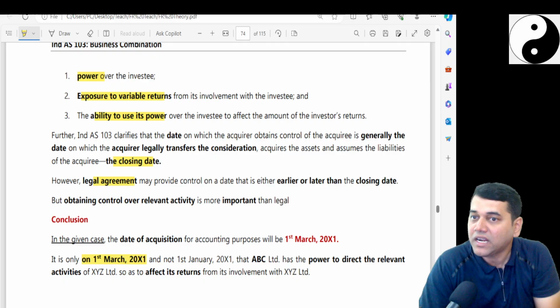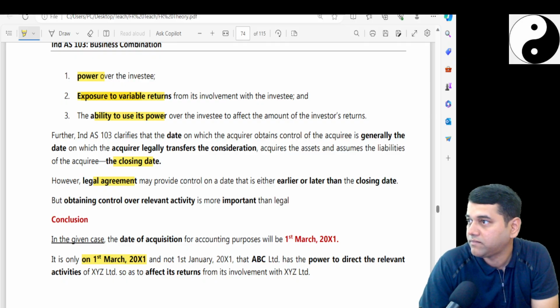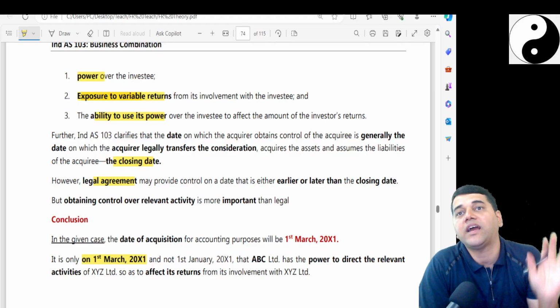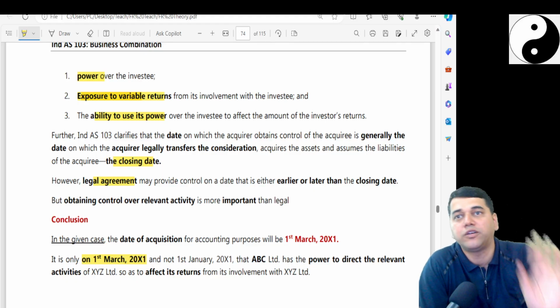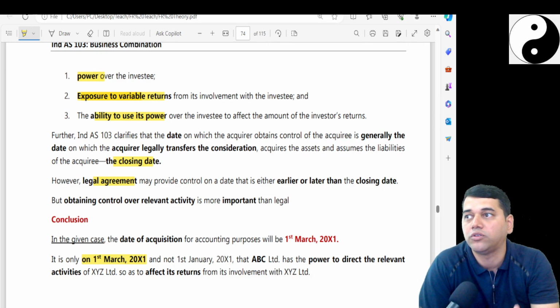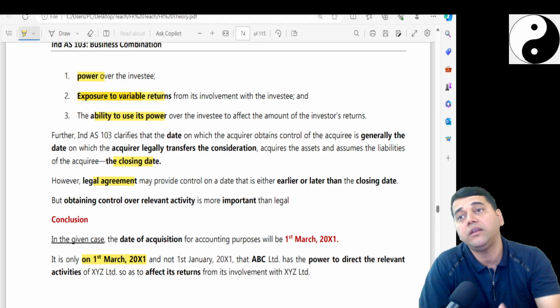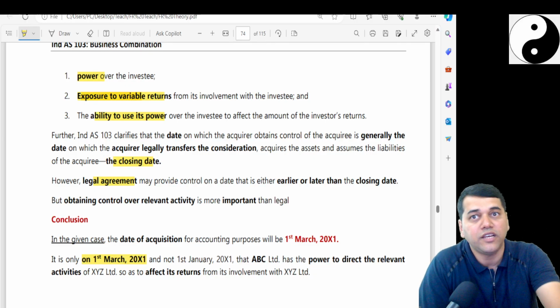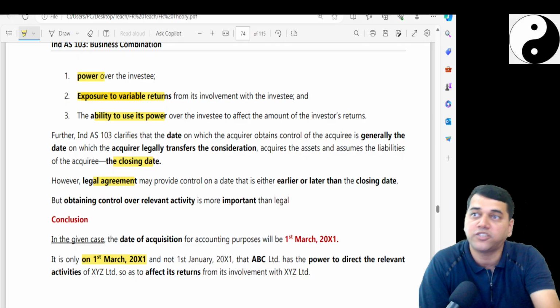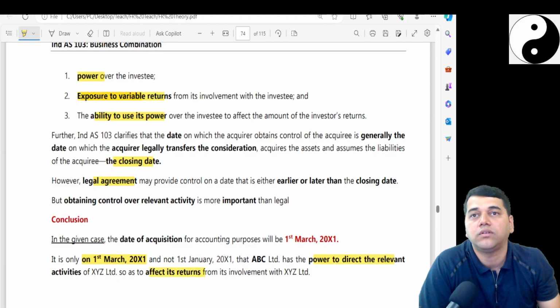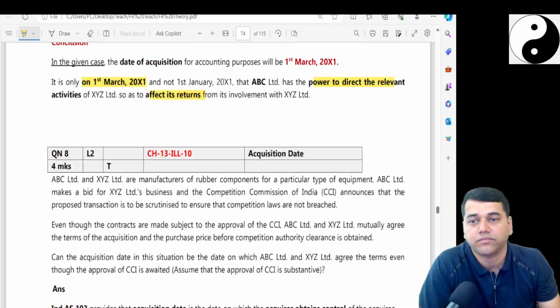If I can't take the decisions, even though I have an exposure to variable return, I cannot say I am controlling it. It's like my investment only, but it is not my control. That means even though I may account it on 1st of January, it will act like an investment up to 1st of March. From 1st of March, consolidation comes into the picture, because that day I get the power to take the decisions.